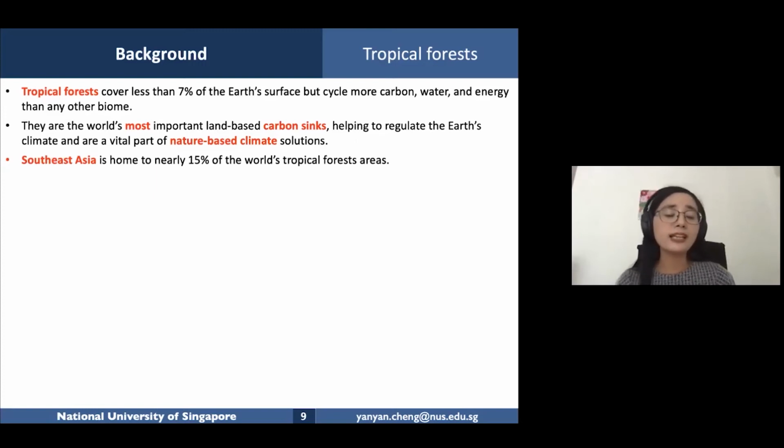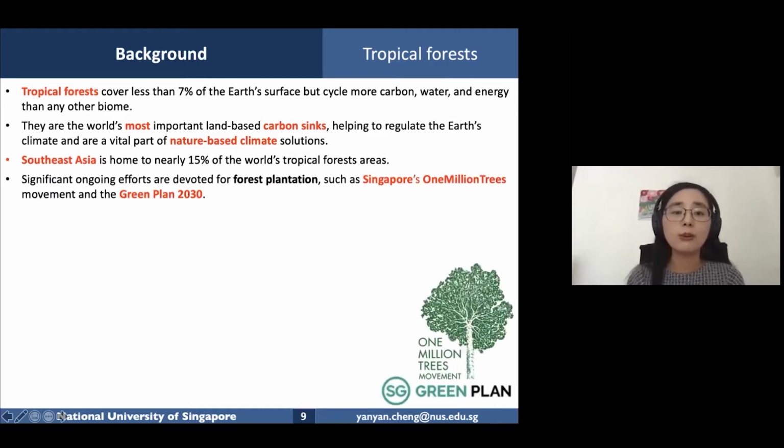And we are located in Southeast Asia. This region is home to nearly 15 to 20% of the world's tropical forest areas. And in Singapore, there are also significant ongoing efforts devoted to forest plantation, such as the 1 million trees movement and the Green Plan 2030.